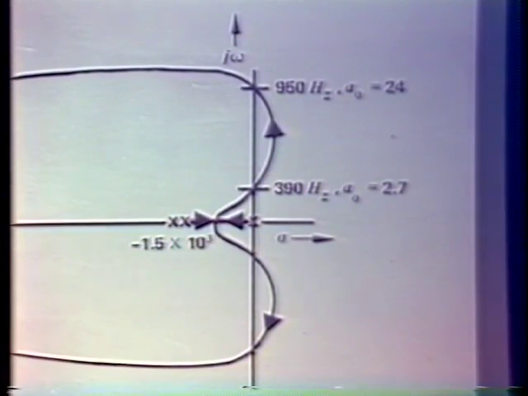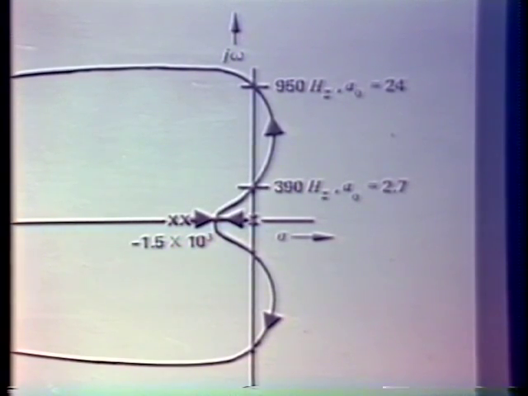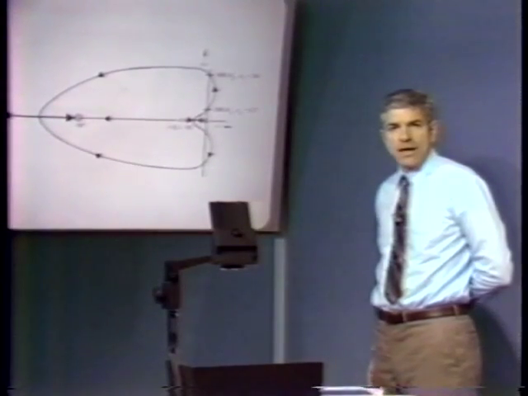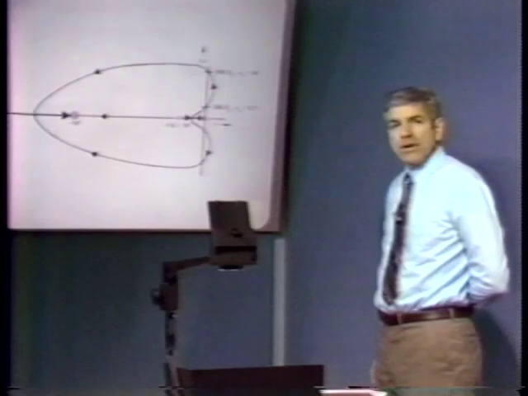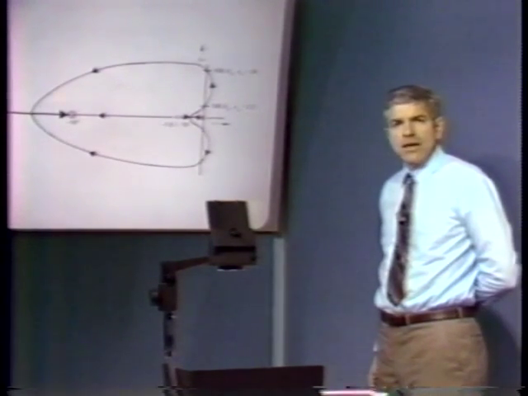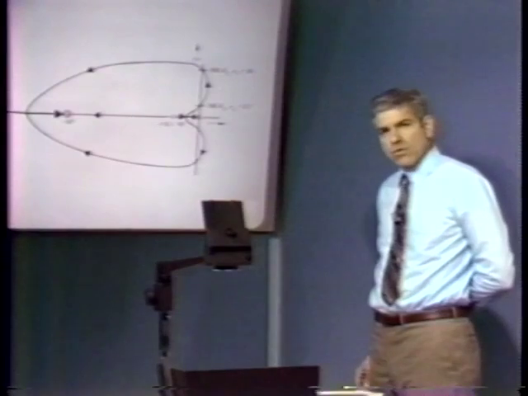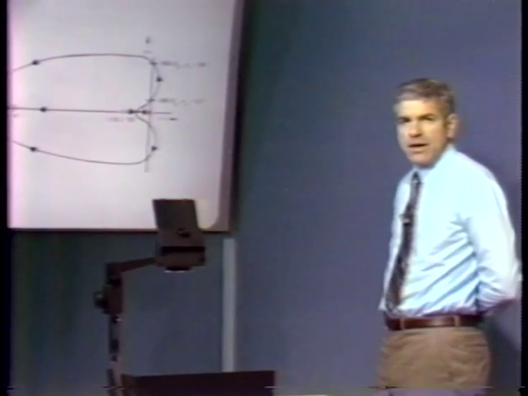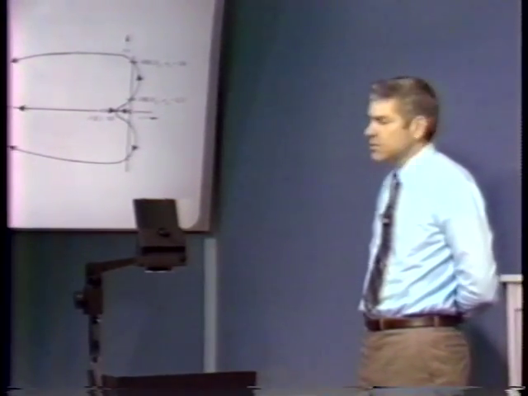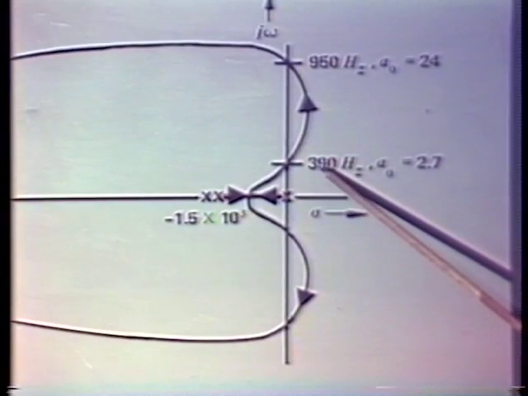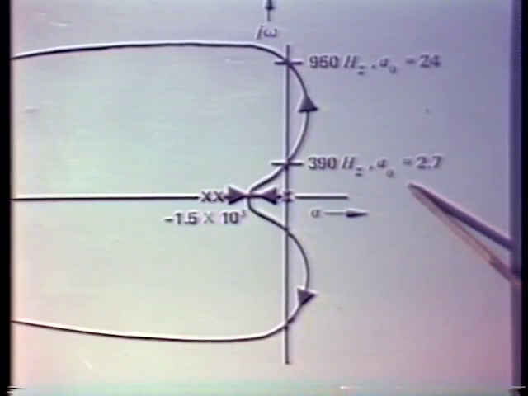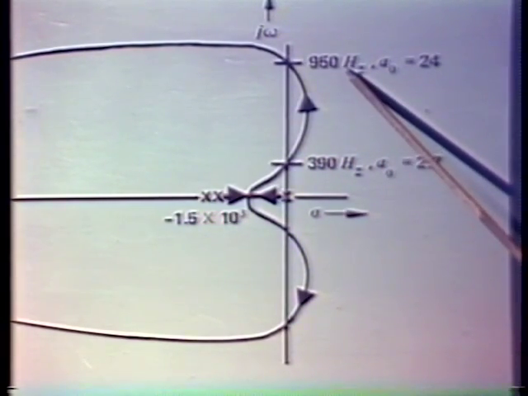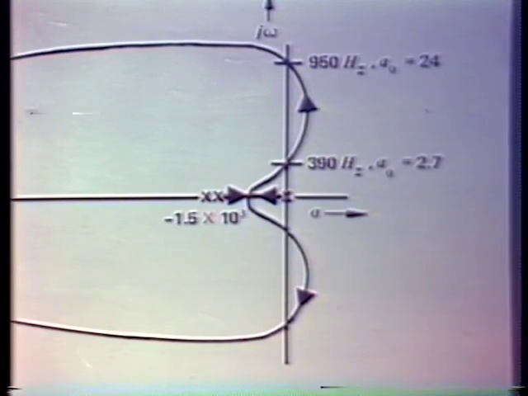We can find out the frequencies and, in fact, the values of A0 in our expression that cause the 2 poles to lie in the right half plane. We can do that by a Routh analysis, for example. That's probably the easiest way to determine the frequencies at which the branches cross into the right half plane. If we do that and divide by 2 pi to get from radians to hertz, or cycles per second, we find that we cross into the right half plane at 390 hertz for an A0 of 2.7. The 2 complex branches re-enter the left half plane at 950 hertz for A0 equals 24.